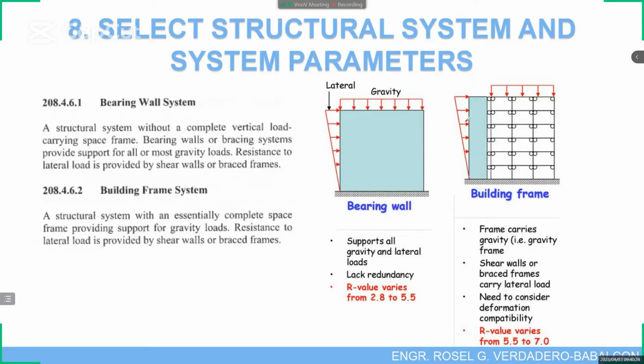So unlike the bearing wall, where the gravity load is also resisted by the wall alone, here in the building frame, only the lateral loads are resisted by the shear wall or braced frame, and the gravity loads are resisted mainly by the space frame. So this needs to consider deformation compatibility. The R values vary from 5.5 to 7.